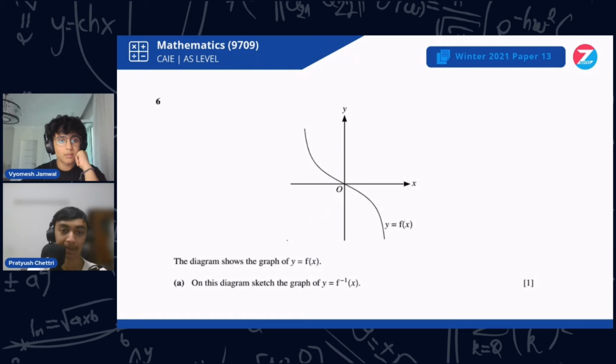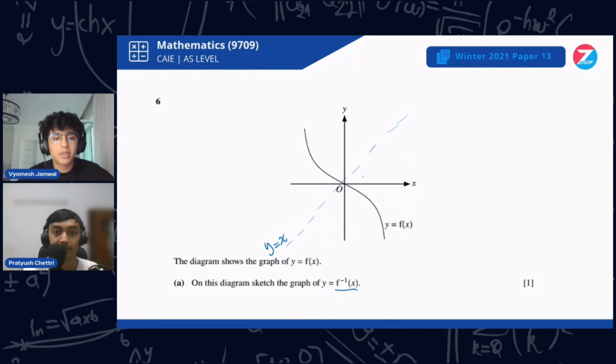I don't know how Vyomesh, you can help us with this, but can you remind us what does an inverse function do when we do it? Look at it on the graph. Sure. Whenever we inverse the function, it is always reflected by the line y equals x. So to draw and sketch it, first of all draw a dotted line like how Pratyush has drawn, and then just make a reflection of it.